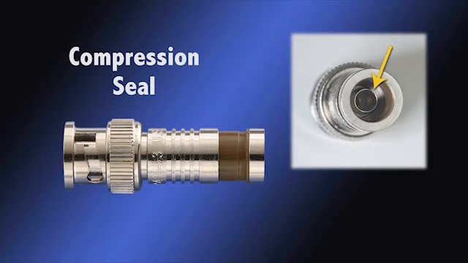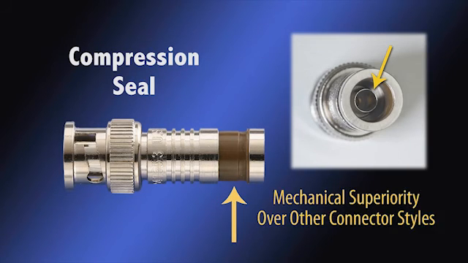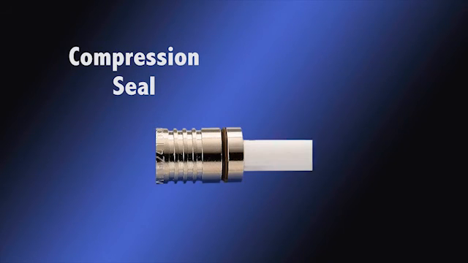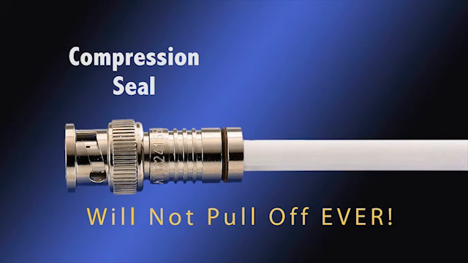Except instead of an external hex crimp, this employs a 360-degree plastic insert completely capturing the cable components to the inside walls of the connector. This plastic compression sleeve is tapered such that it will fill all available space, and then some, to produce a cable retention that is far superior to any other connector design. Once this connector is properly installed, it cannot be pulled off the cable ever.